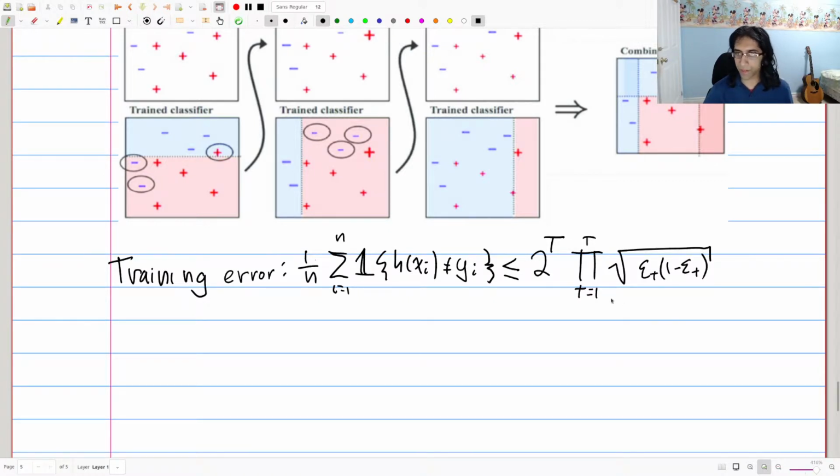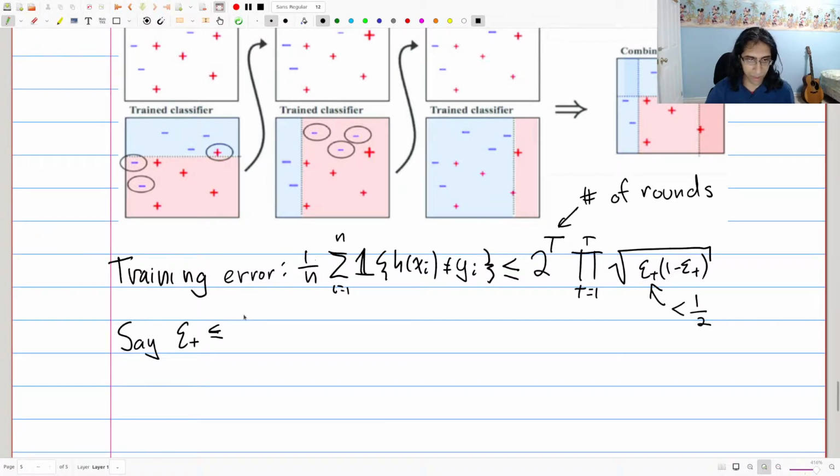By this quantity here. Remember that T is the number of rounds that we ran AdaBoost for, and this is the error that we had at time t. So this is going to be something like less than 1/2, hopefully. Just to give you a concrete example, suppose epsilon sub t is less than or equal to, say, 1/2 minus gamma. That means it's bounded away from 1/2. Then this term here can be upper bounded by something like exp(-2 T gamma squared).